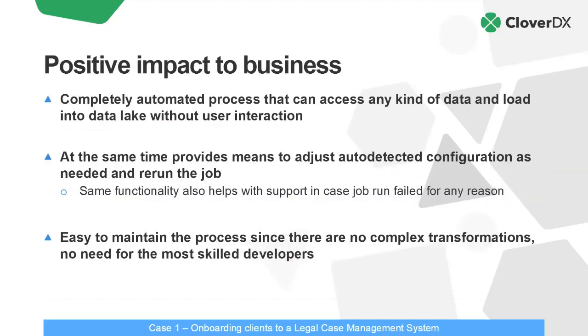Business-wise, this completely changed and automated so they can access any kind of data and load into a data lake without any sort of user interaction. We're bypassing any possible user error and just having files land in an area where they can be processed automatically. At the same time, this job provides the means to adjust auto-detected configuration as needed and rerun the job. So we're able to help support in case the job run failed for any reason. We can adjust auto-detected configurations as needed in real time. It's super easy to maintain and process since there's no complex transformation.